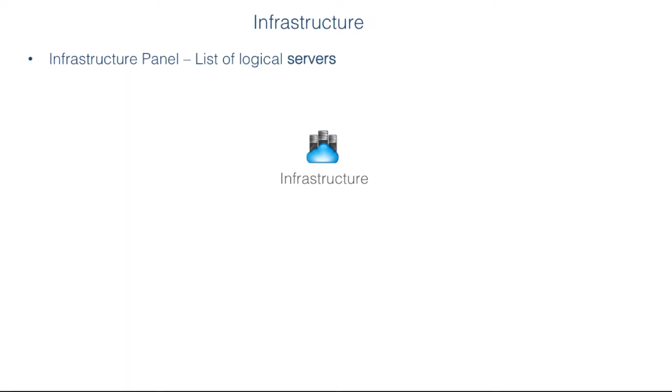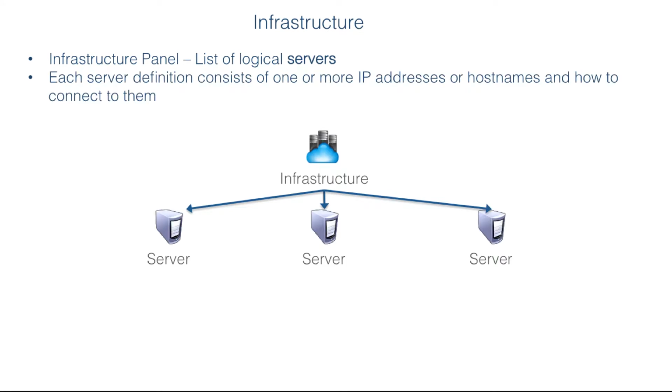Then we come to look at infrastructure. So the infrastructure panel is a list of logical servers, so that's server display names. Now, each server display name definition basically consists of one or more IP addresses or some cloud infrastructure which might spin up 20 different servers or whatever, and also a definition of how we connect to those. And in RapidDeploy we've got 2 ways of connecting. One is SSH and one is via an agent.